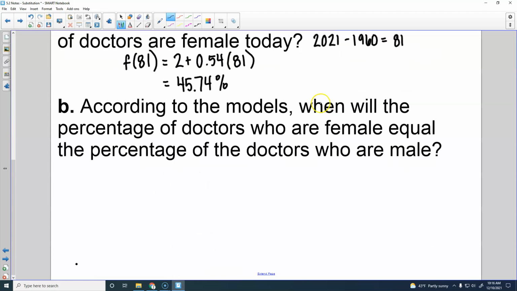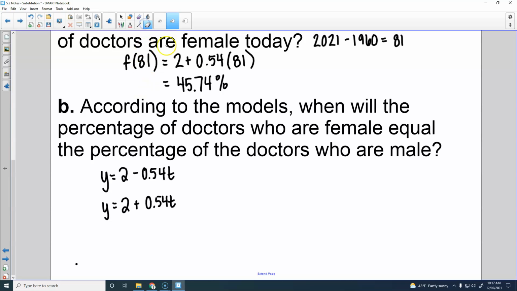All right, so I'm going to write it with a y here. So for males, it's y equals 98 minus 0.54t, and for females, it's y equals 2 plus 0.54t. Oh, I'm sorry. Yes, thank you.